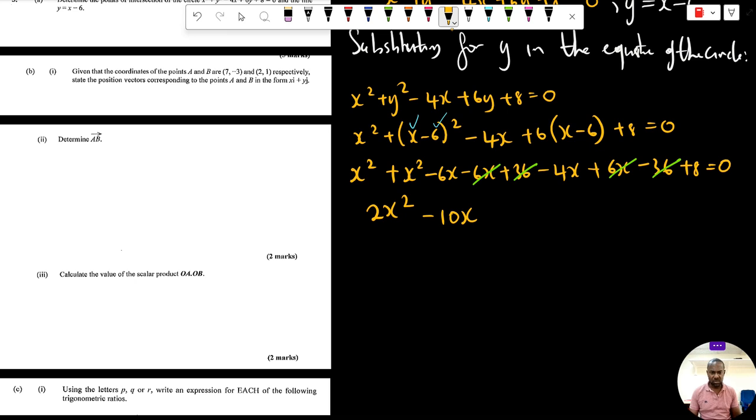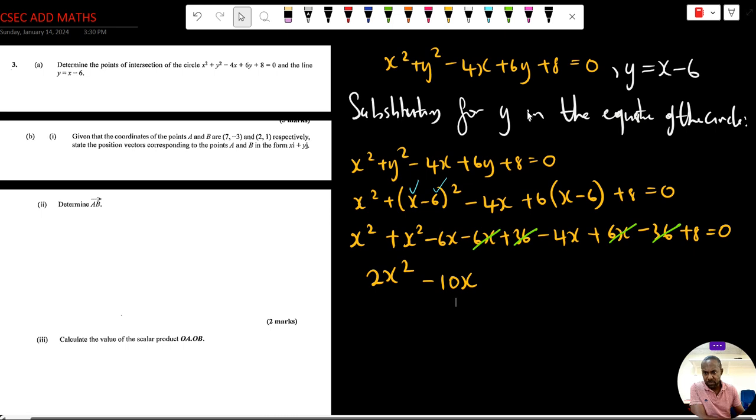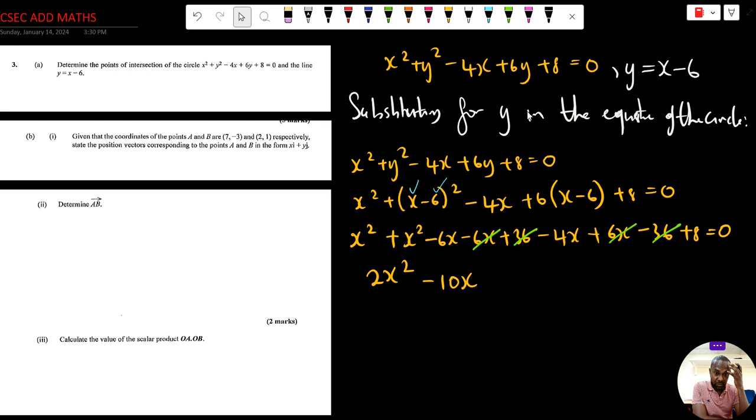Plus 8 equals 0. Is that what you're supposed to have? Let me check this one again. So x squared plus y squared minus 4x plus 6y plus 8 equals 0. So we see x squared plus (x minus 6) all squared minus 4x plus 6y plus 8 equals 0. So x squared plus x squared minus 12x plus 36 minus 4x plus 6x minus 36 plus 8 equals 0. Right, so we're on the right track.